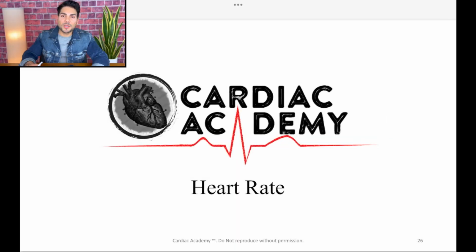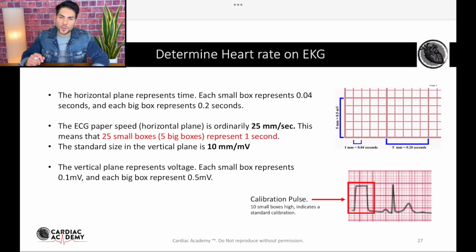Okay, my friends, let's talk about heart rate. So before we start calculating heart rate, we should spend a few minutes talking about the EKG paper. So the EKG paper is made up of small boxes and big boxes. And each one of these small boxes is 1 millimeter in length, okay? And depending whether we're talking about the horizontal plane versus the vertical plane, they're gonna represent different things. So on the horizontal plane, each one of these small boxes represents 0.04 seconds. So it represents time, okay?